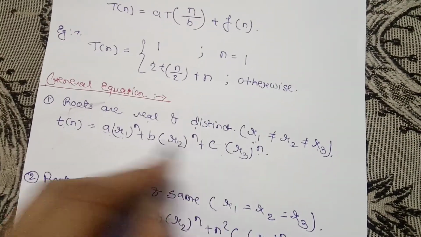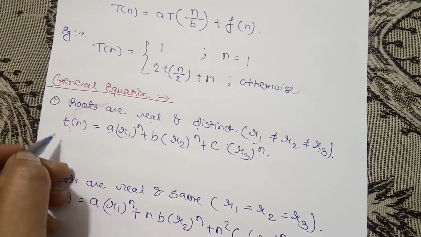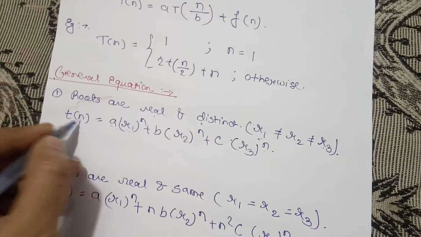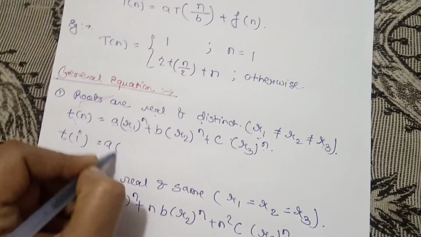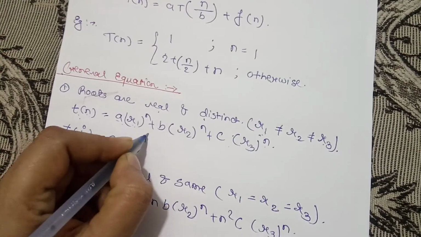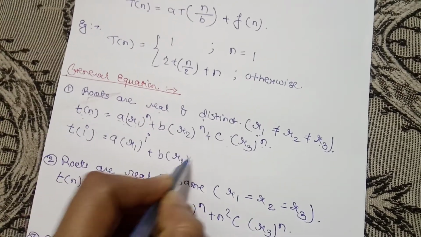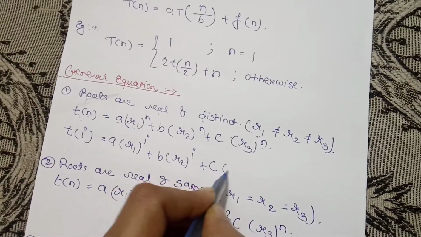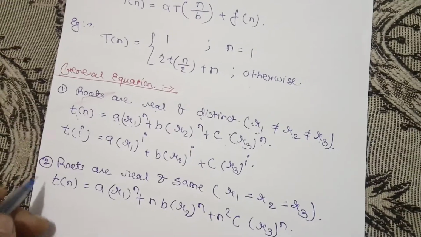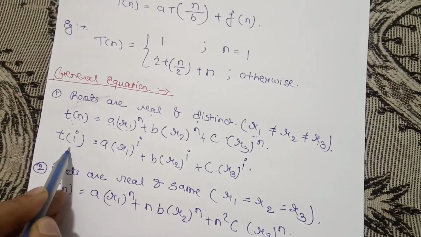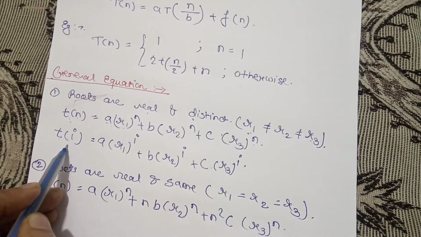We can rewrite this generalized equation for the logarithmic recurrence relation method by replacing n by i. T(i) = a r1^i + b r2^i + c r3^i. This way we will write the generalized equation for the logarithmic recurrence relation method.